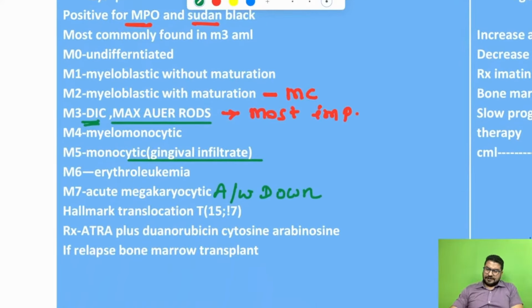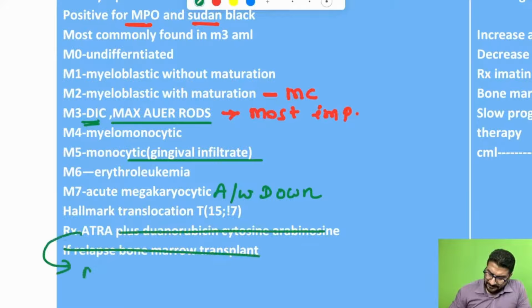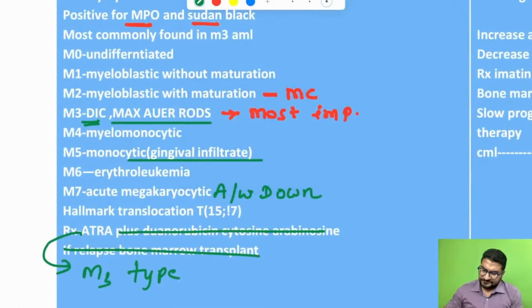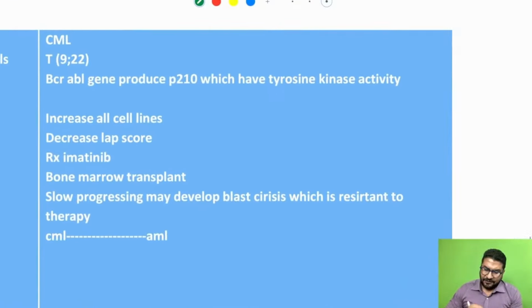Right? So in treatment what do we give? We give ATRA, all trans retinoic acid. Where will we use ATRA? In M3 type. So the most important type which you have to remember will be your M3 type. Done.